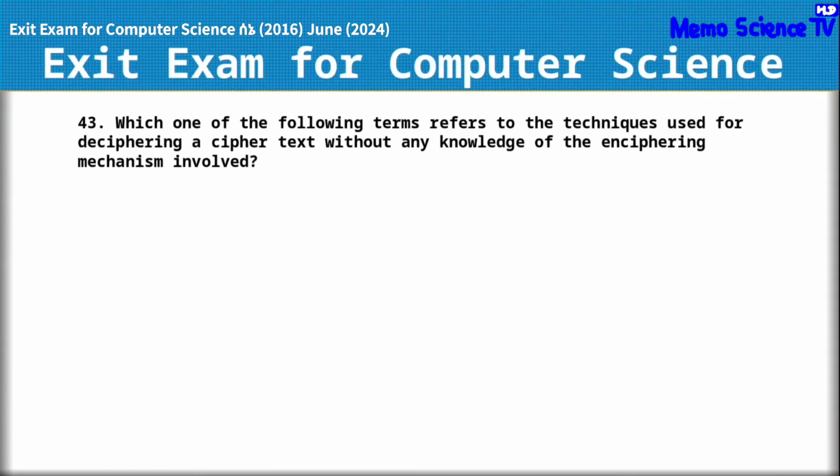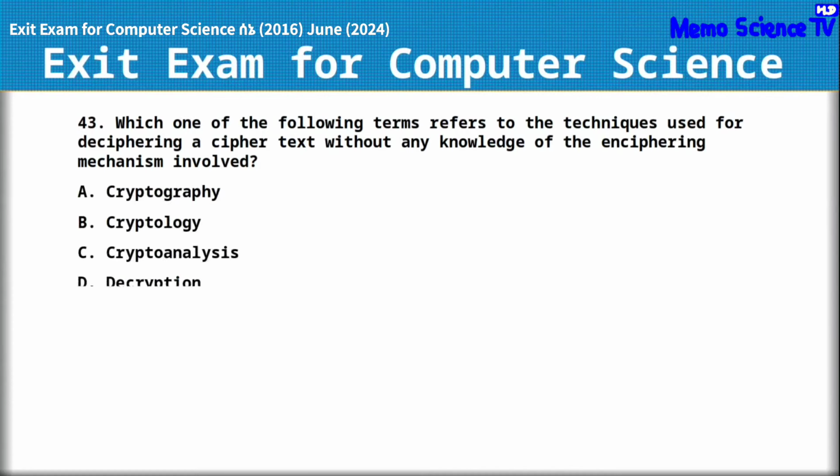Question number 43: Which one of the following terms refers to the techniques used for deciphering a ciphertext without any knowledge of the enciphering mechanism involved? A. Cryptography, B. Cryptology, C. Cryptanalysis, D. Decryption.